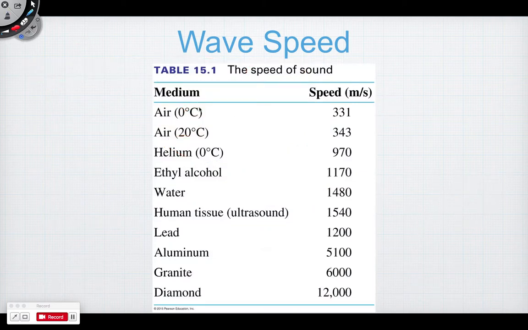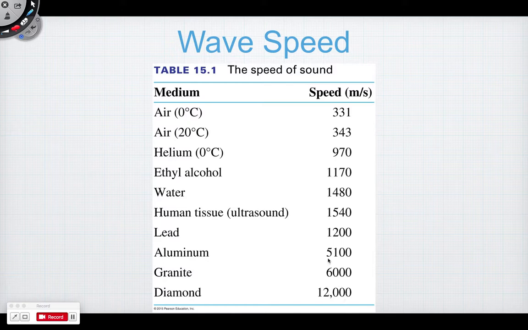Here are some wave speeds. Again, the medium sets it, so for air, depending on the temperature, you increase the temperature, you increase the speed. You change the medium to helium instead of air, and you get an even higher speed, which makes your voice change. Alcohol, water, human tissue, lead, all the way down. Again, the denser the material, or really the molar mass or whatever, the greater the effect.